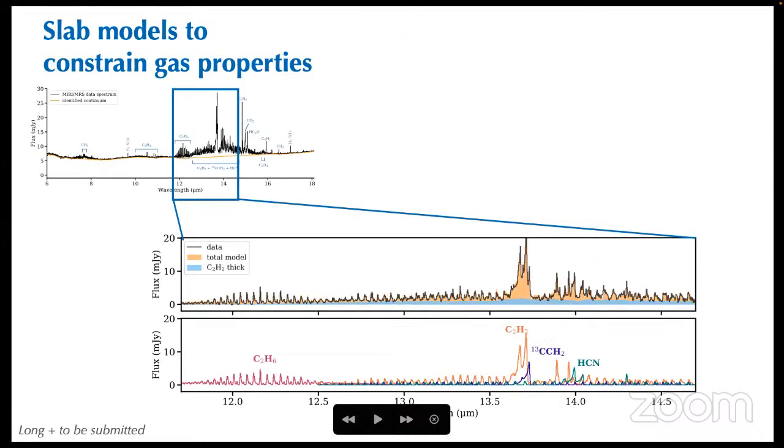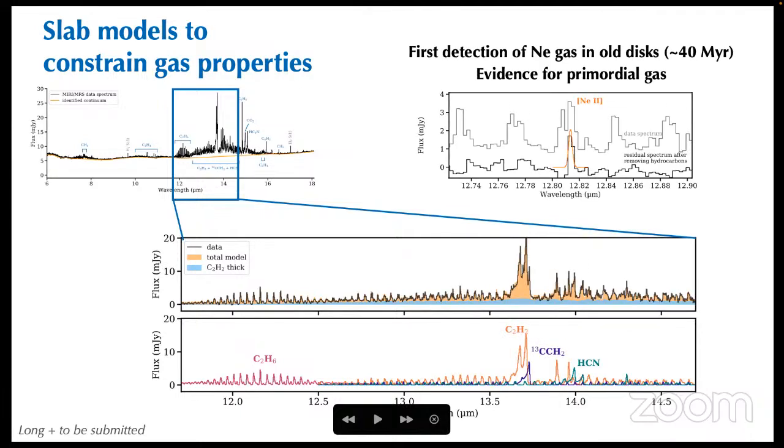Given that we have such a large number of detections, many regions have overlapping lines. If we want to find other fainter emission, we have to come up with a model that can well reproduce those known species. This is what we did. For example, I'm showing the best-fit model in this busy 14 micron range. And we were able to find another line, which is the neon gas at 12.8 micron. Neon is a super volatile species, so its presence highly suggests that we are really seeing primordial gas that persists in the disk for tens of millions of years, which is crazy.